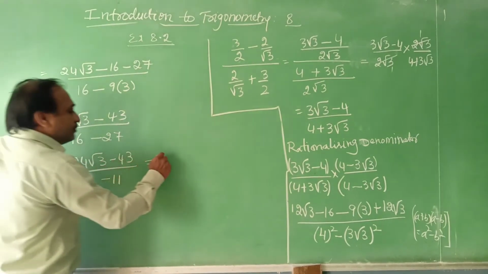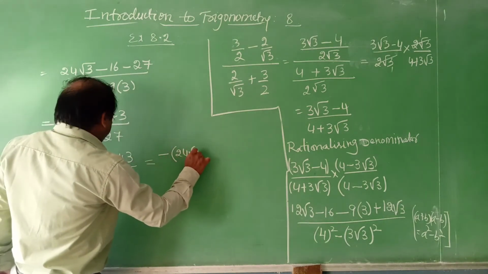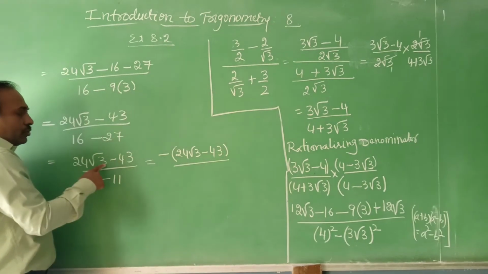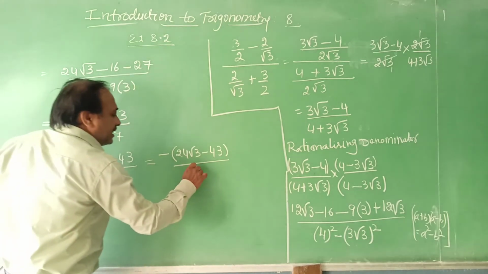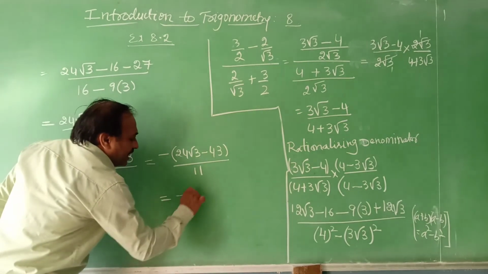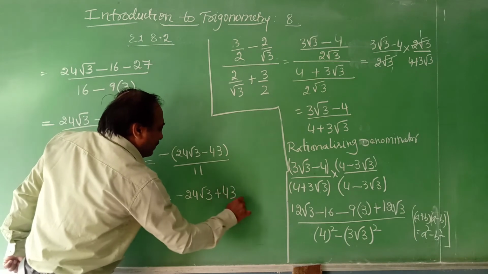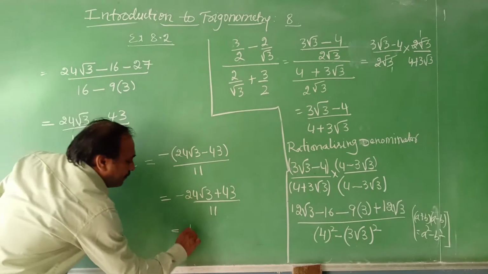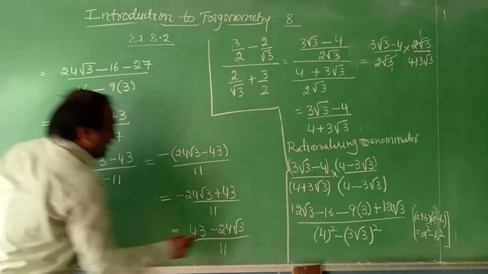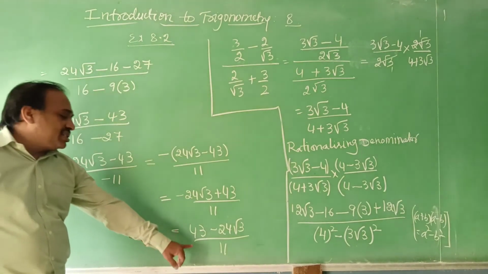So minus of 24 root 3 minus 43 by 11. This minus went to the numerator part, which is equals to minus into plus, minus 24 root 3, minus into minus, plus 43 by 11. So first we will write 43 minus 24 root 3 by 11. Or you can stop here only, but the further final simplification is this.